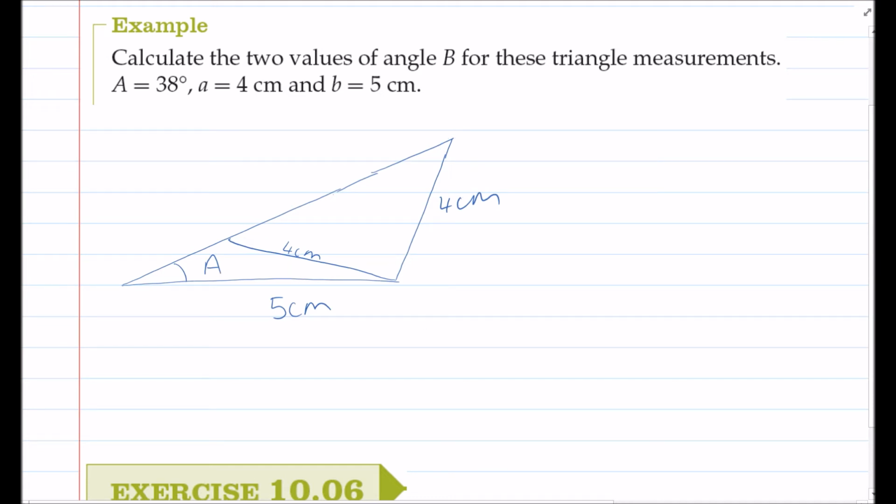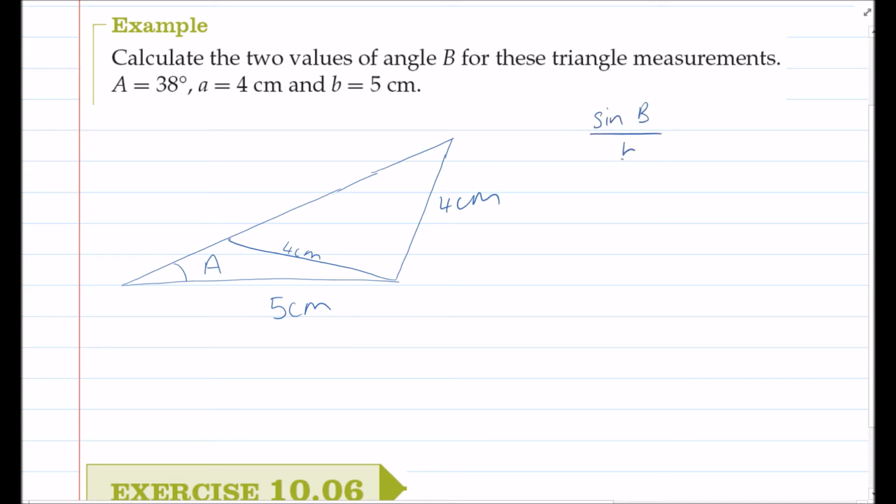When we're trying to work out the angle B, we're really looking at this angle, which is opposite that side, or if this is our length, it could be that angle there. So there's two possibilities for this angle B. Okay, so let's just write out our formula to start off with.